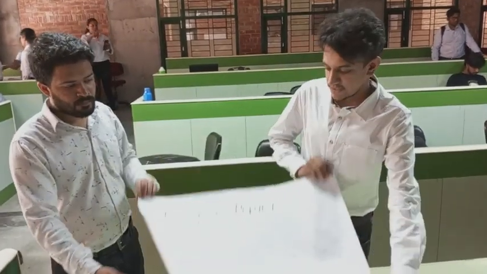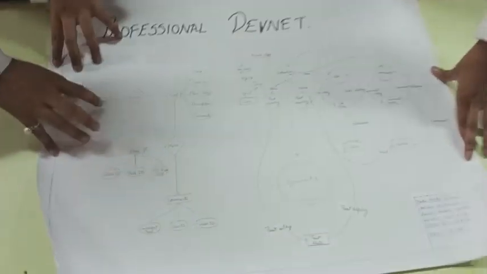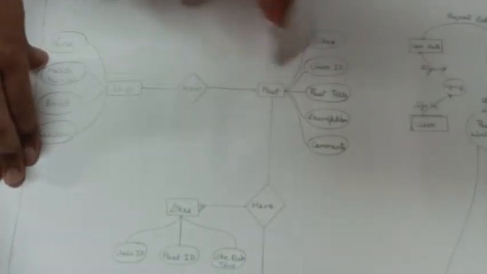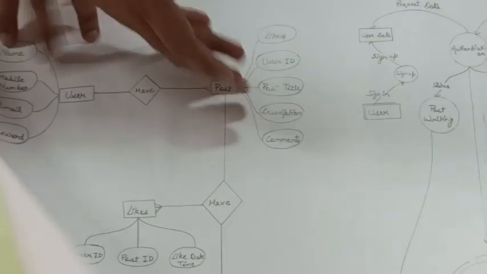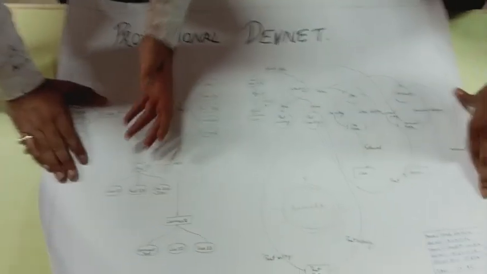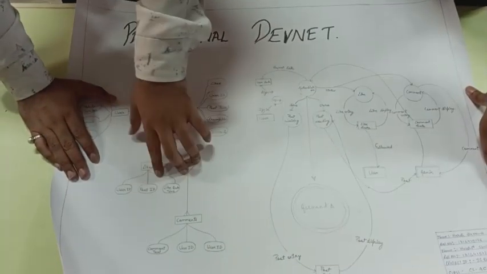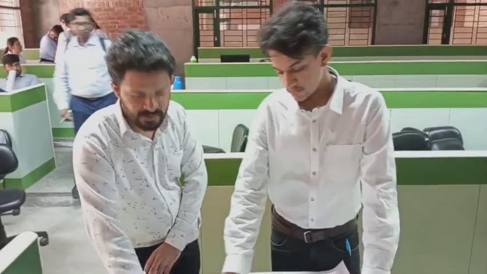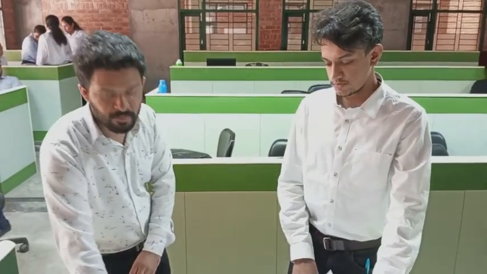So we would explain the workflow of our project. Here is the user ID, which contains name, mobile number, email, and password, and users are connected to posts. A post contains likes, user ID, post title, description, and comments. Likes contain the user ID, post ID, and like data, and comments have a user ID and comments.